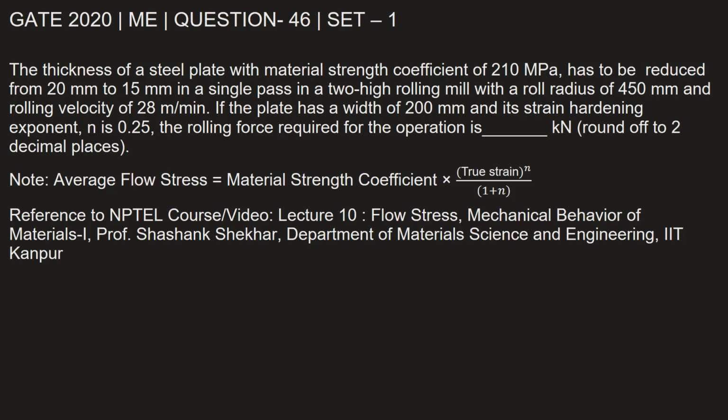If the plate has a width of 200 millimeter and its strain hardening exponent N is 0.25, the rolling force required for the operation is dash kilonewton. It has to be rounded off to 2 decimal places. There is a note also mentioned here which gives the formula for average flow stress, which is nothing but material strength coefficient into true strain raised to N divided by 1 plus N, where N is the strain hardening exponent given to be 0.25. Let's find out the rolling force.